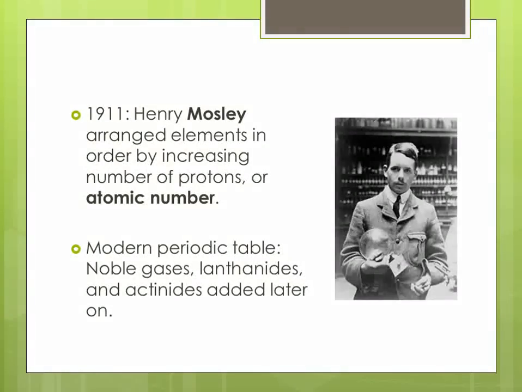And so after he was done, there's a few more scientists that contributed to the modern periodic table that we know today. What I want you guys to know is that the noble gases, which is the far right group, were added later on, as well as the two rows at the very, very bottom of the periodic table, the lanthanides and the actinides. Those were added on later as well.